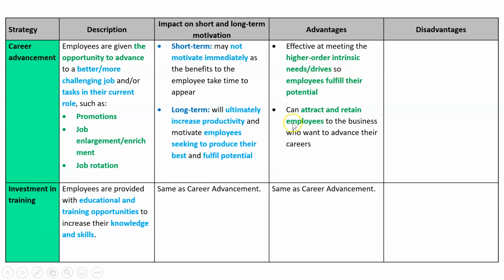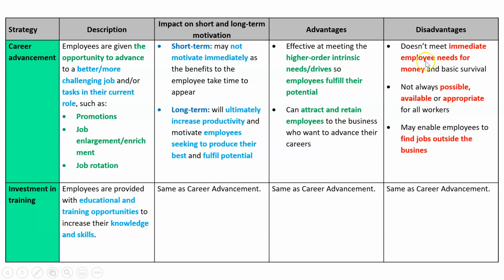And also the biggest and best companies do it, like Google and Apple, etc. And that's because they can attract and retain the best employees who want to get the best out of themselves. Disadvantages: it doesn't meet people's immediate need for money, and that can be a big thing for people. People that don't make a lot of money don't want to receive training as a motivational strategy. They want money, and it might not always be possible, available, or appropriate. Maybe there is nowhere for someone to be promoted. They're at the top of their game. It also, if you skill them up, might enable them to find jobs outside the business.